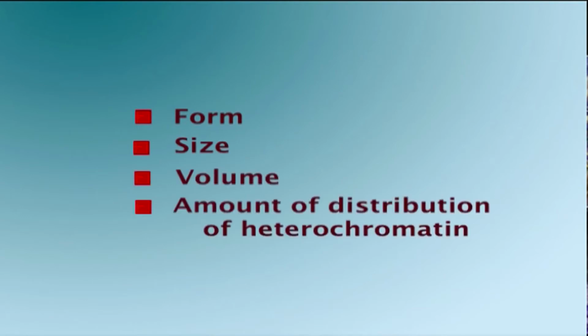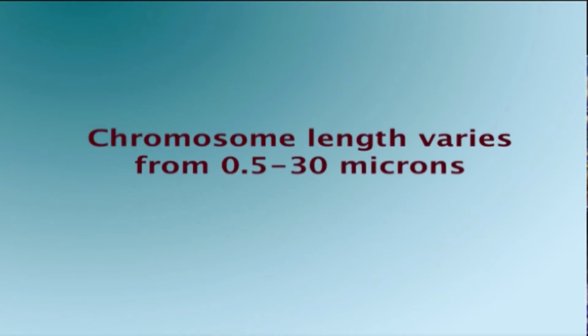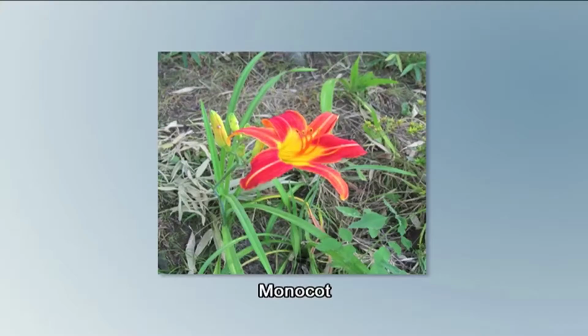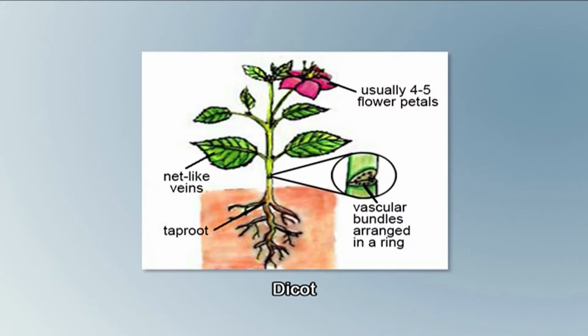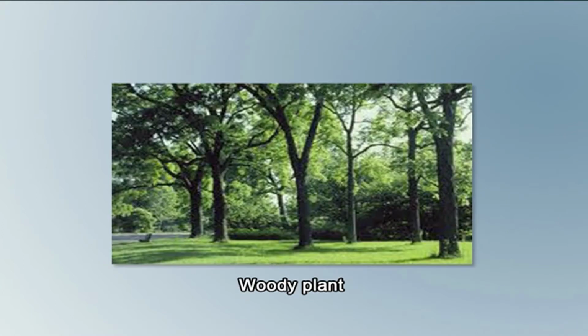Now the chromosome structure. In addition to variation in number, chromosomes vary in form, size, volume and in the amount and distribution of heterochromatin. In most plants, chromosome length varies from 0.5 to 30 microns. The monocotyledons usually have larger chromosomes than the dicotyledons. Generally, woody plants have smaller chromosomes than the herbaceous ones.